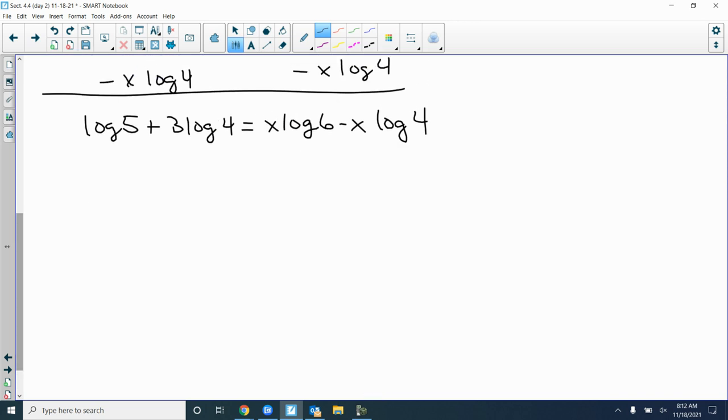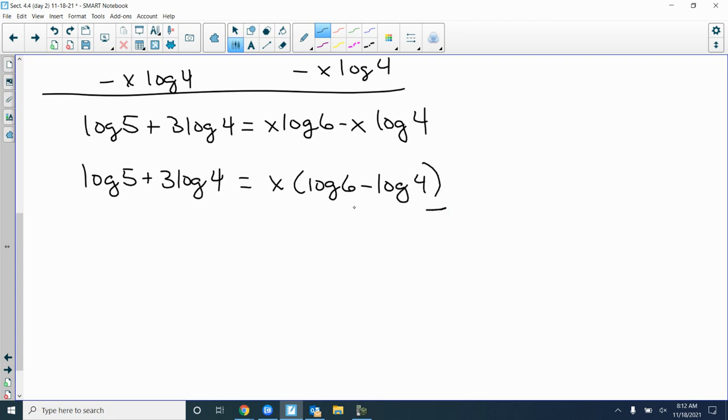Okay, I got 2 terms with an x, factor out an x. So move that out in front, and then you're going to divide by what's left. Okay, so you can move forward there. So I got log of 5 plus 3 log of 4 equals x times log of 6 minus log of 4. Now to get the approximate answer, the decimal answer, I can right here divide by log of 6 minus log of 4.